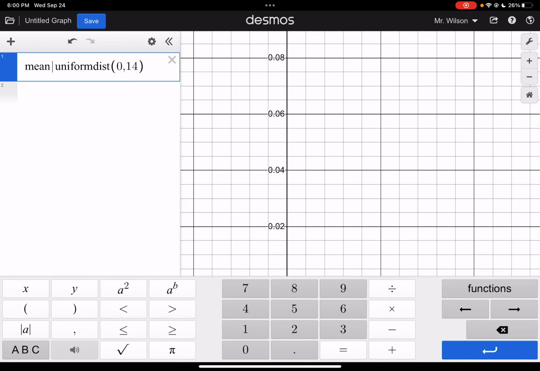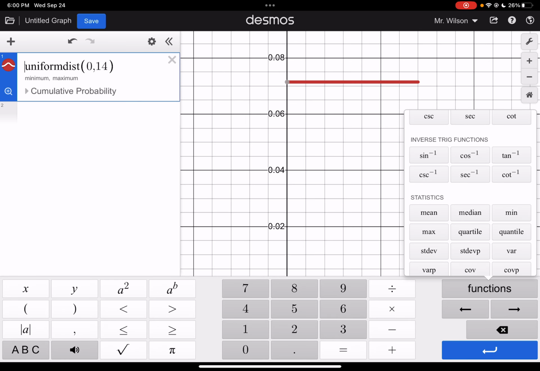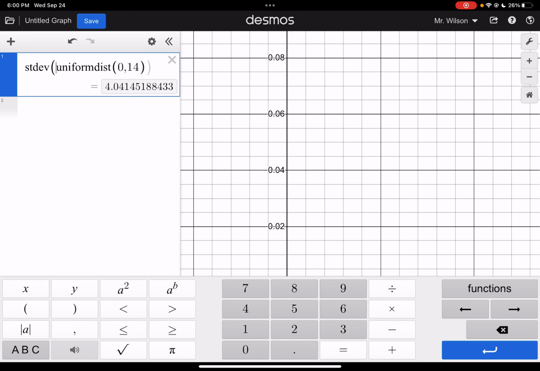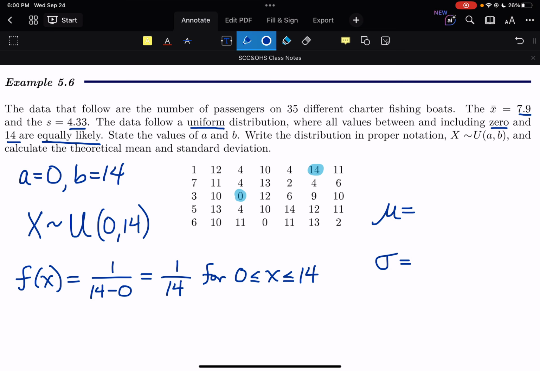And then if we want the standard deviation, we can also get that. That's about 4.041 approximately. So the mean is 7. Standard deviation is 4.041.